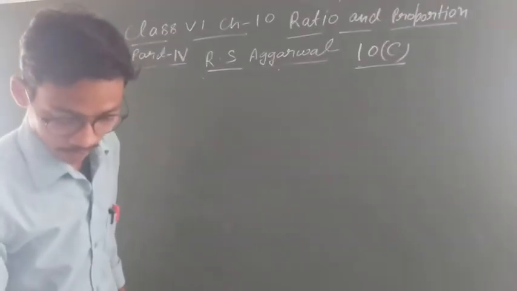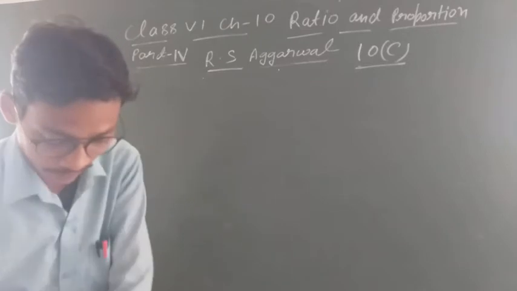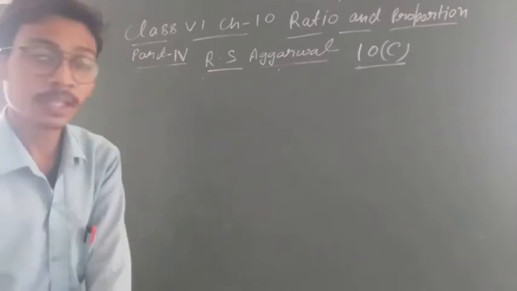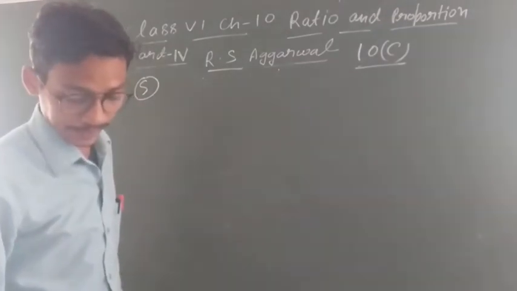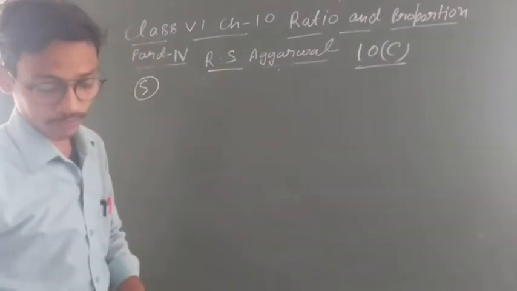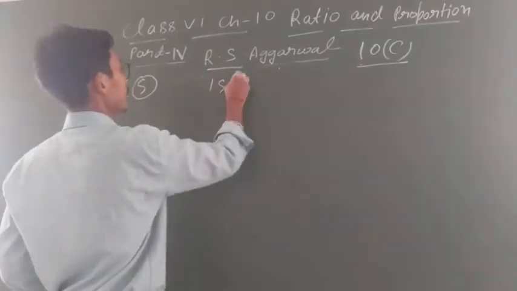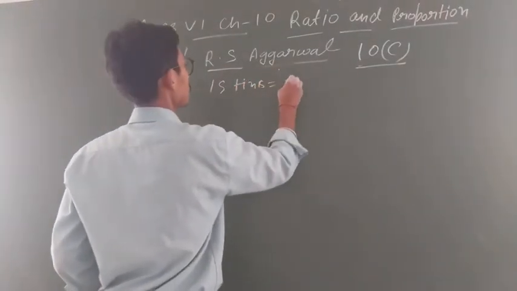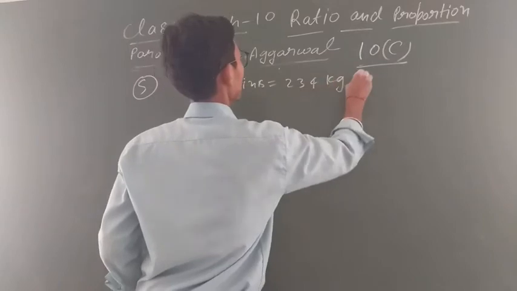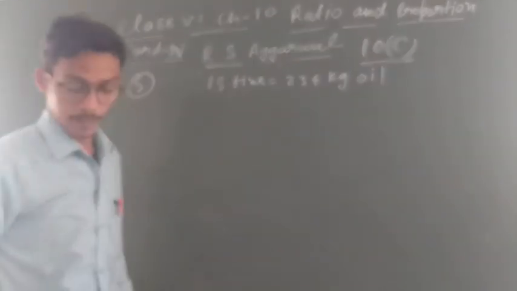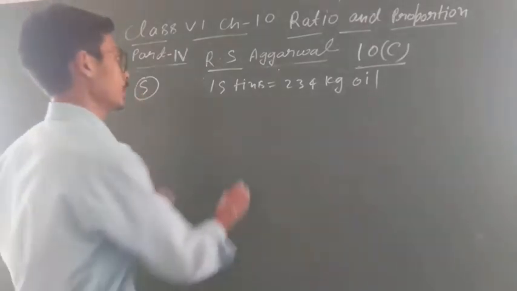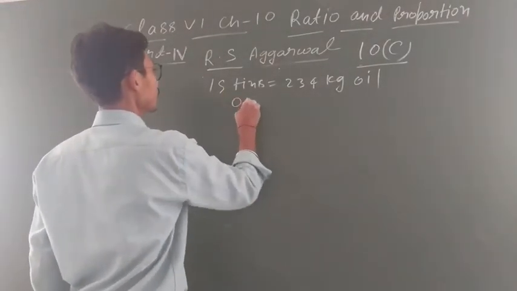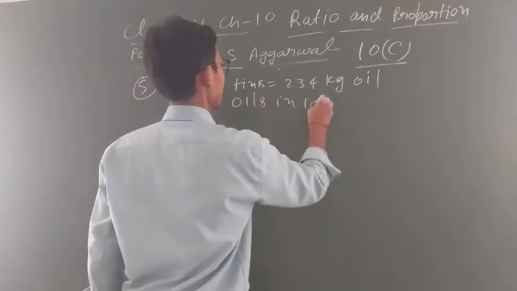Let's go. Look, in this exercise, student, you have to find out the value of 1. First you will find out the value of 1. Okay, like we are going to solve question 5. It is given if 15 tins of the same size contain 234 kg of oil, meaning 15 tins equal to 234 kg oil. Okay, now you have to find out how much oil will there be in 10 tins. You have to find out the oil in 10 tins.